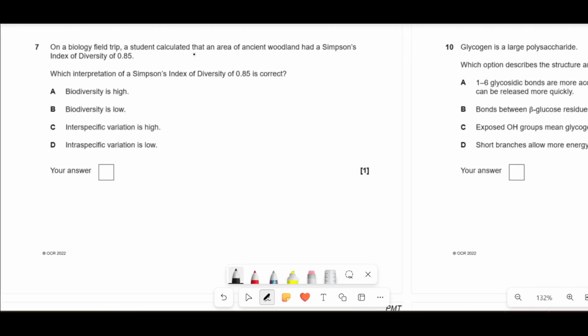On a biology field trip, a student calculated that an area of ancient woodland has a Simpson's index of diversity of 0.85. Which interpretation of a Simpson's index of diversity is correct? The way you calculate it, it's D equals 1 minus sigma n squared over N. If you have a really high biodiversity, it would be 1, and if you have absolutely no diversity, it's 0. So the scale is always 0 to 1. This is quite close to 1, so its biodiversity is high.